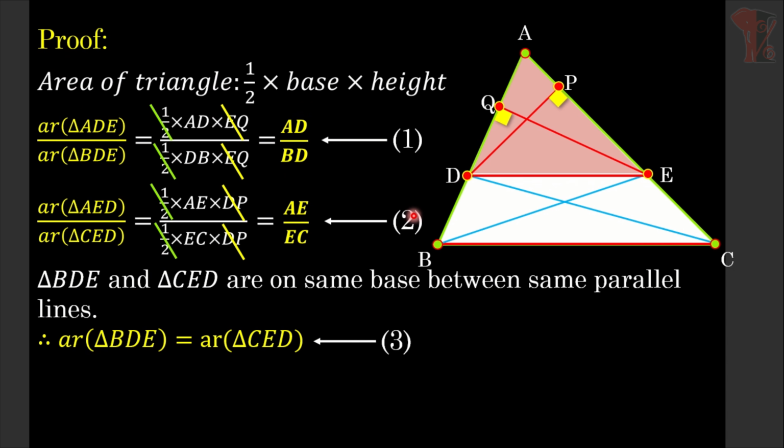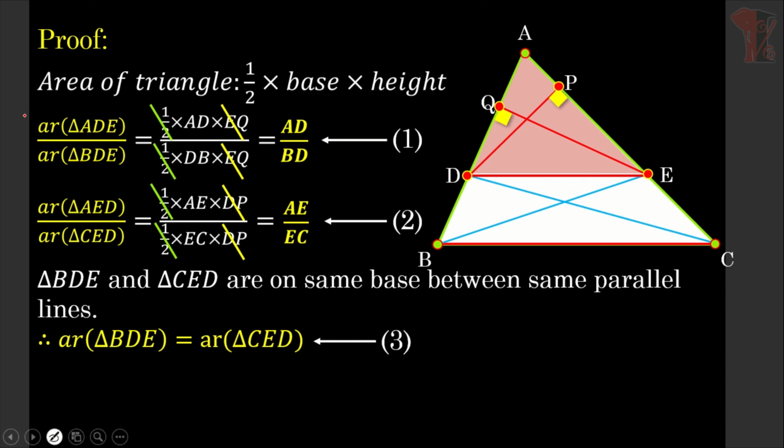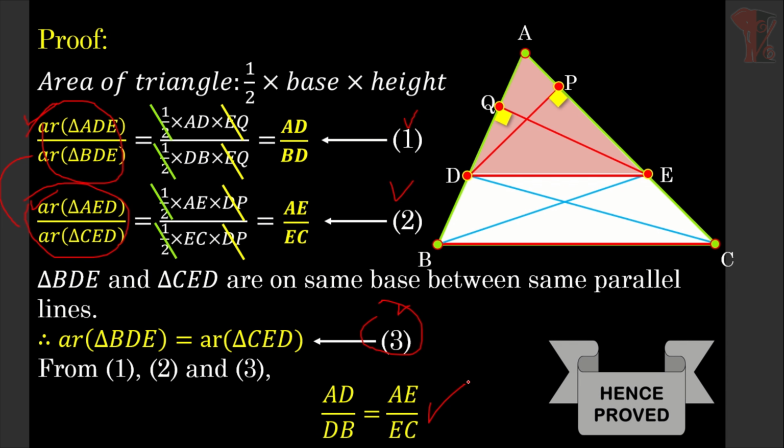Now equations 1, 2 and 3, what we have proved now: from the beginning we already knew the numerators are equal, correct? Now by equation 3, we have got that the denominators are equal. That means the entire ratios are equal. Therefore, taking equation 1, equation 2 and equation 3 together, our result will be AD by DB equal to AE by EC. Okay, this is the theorem. So hence this theorem is proved.